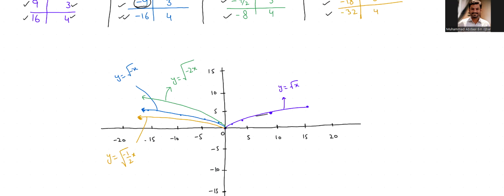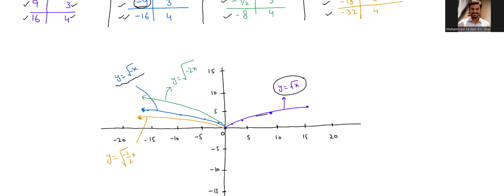The second function we need to graph is y is equal to square root of -x. Okay. In this case, the minus in -x means we need to reflect the graph. This is the reflection sign, so we need to reflect the graph. So this is the graph for y is equal to square root of -x.